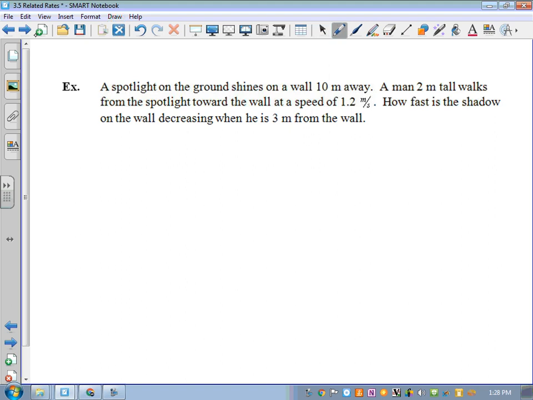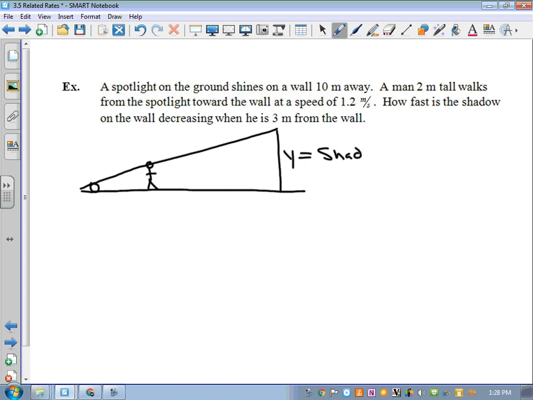So that right there is going to be my spotlight. And then due to my lack of artistic skills, the stickman is going to be our person. And then as that light is shone from the spotlight, it's going to cast a shadow on the wall at the far end. Now, we know that the wall is 10 meters away. We don't know how tall the wall is, and that is okay. What we're going to do instead is identify the y variable, and I'll write it in here, as the shadow on the wall.